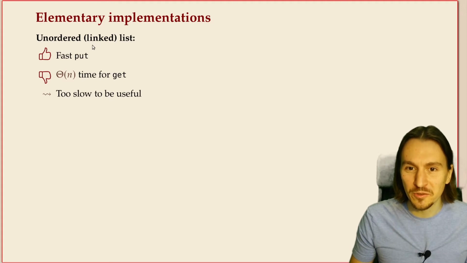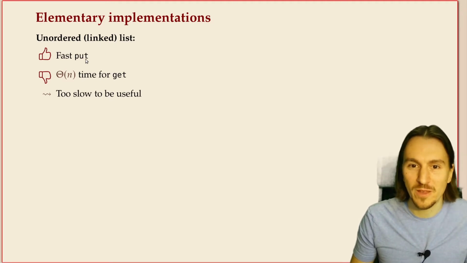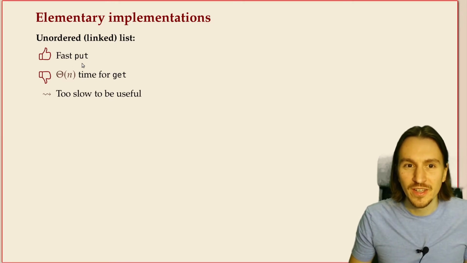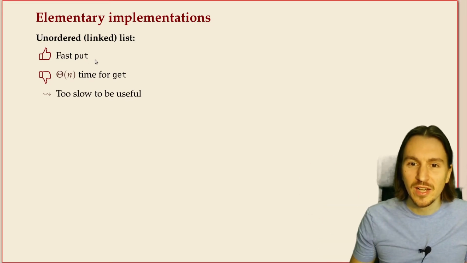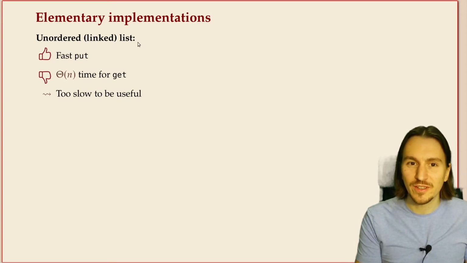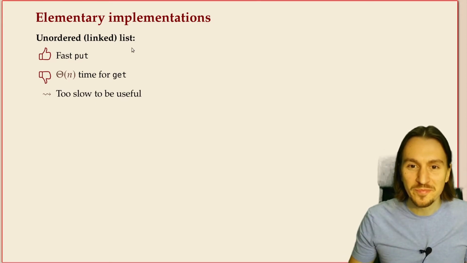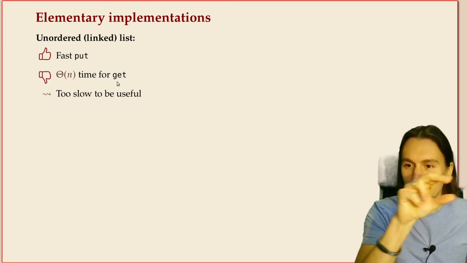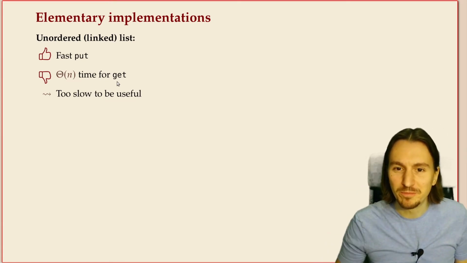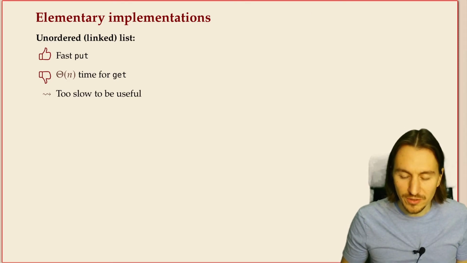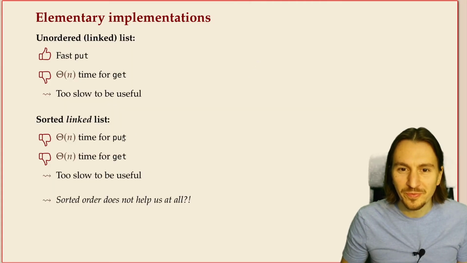We can use an unordered linked list. That's great for put, at least if we just append it at the end. So you can just add a new key value pair at the end of the list, and that's it. But if you want to find a key again, there's nothing you can do but just scanning linearly through the entire linked list, and that's slow. So you can do this, but it's almost never useful.